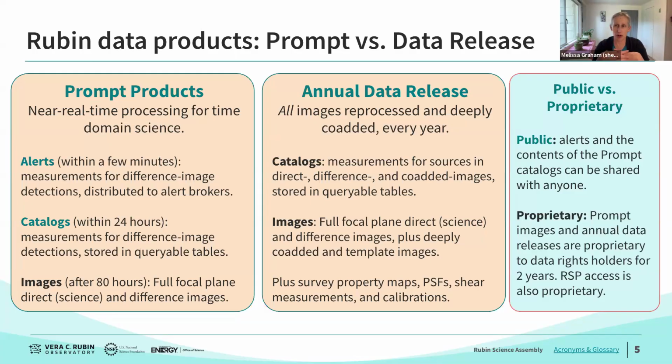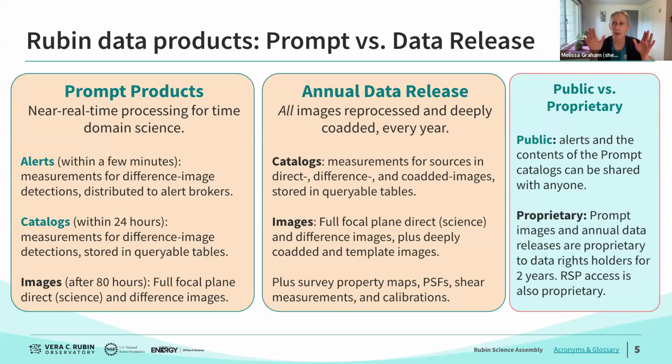Also included in prompt products are catalogs. These are user-facing catalogs that get updated within 24 hours of the new images being taken. And these are also measurements for difference image detections, but instead of being streamed in alert packets out to brokers, they are stored in queryable tables.